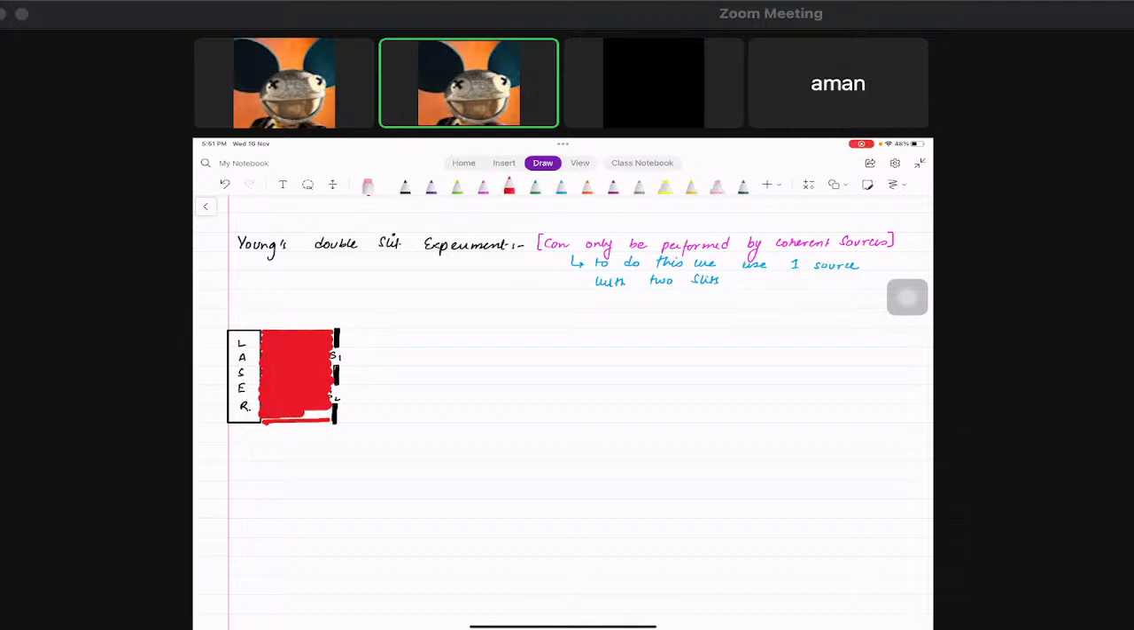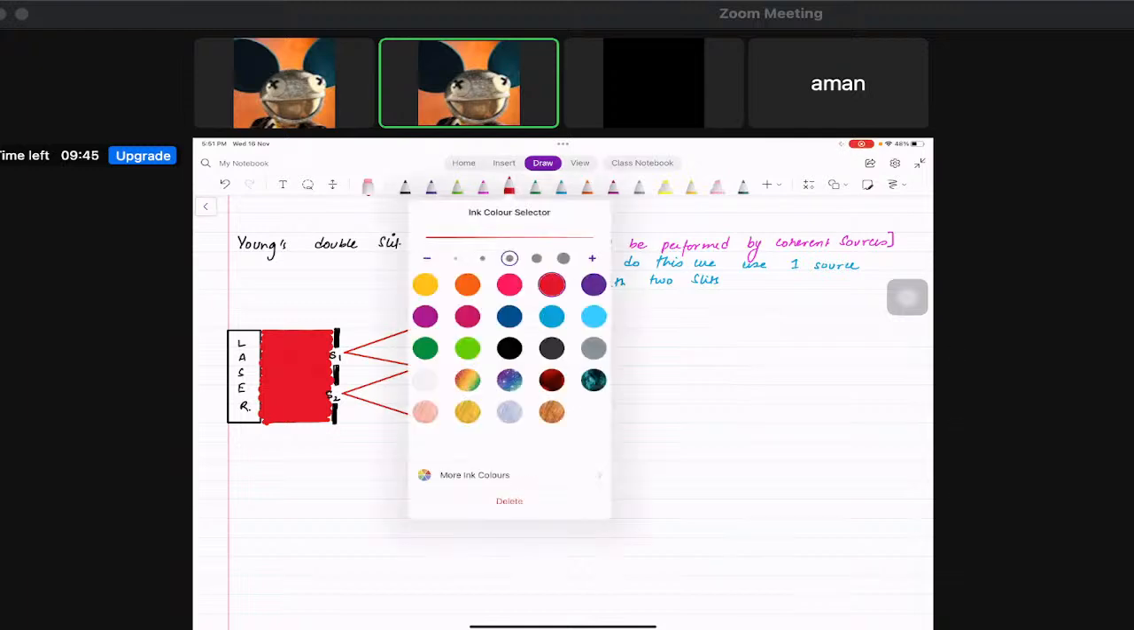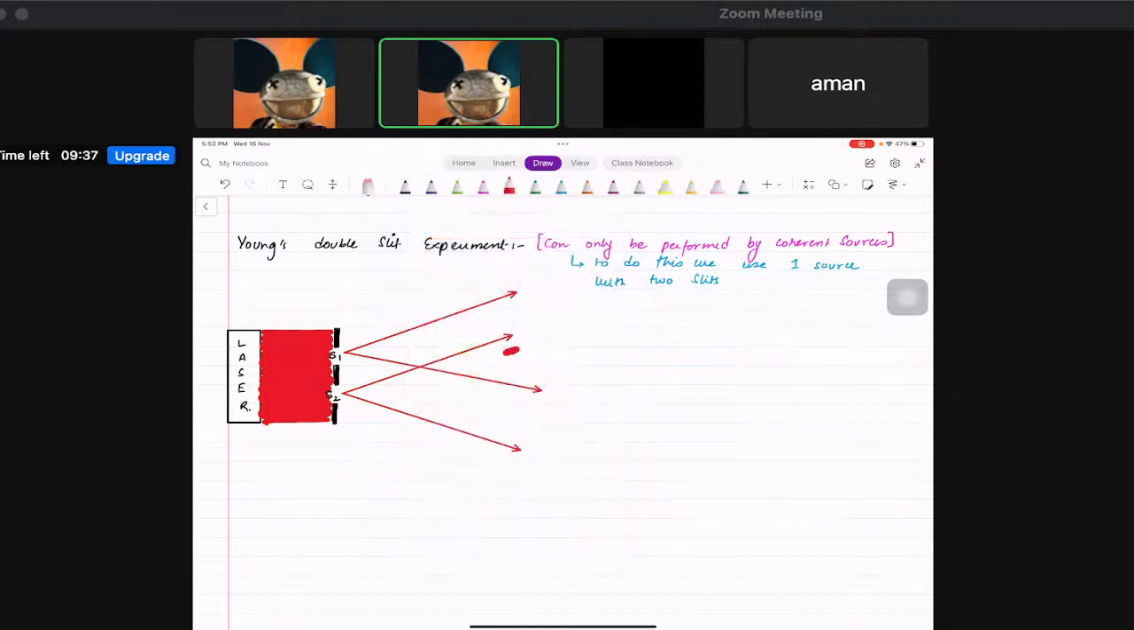Now, because there are two gaps right now, as you can see, let me write it again: S1 and S2 like this. It's going to spread. It's going to diffract, as you know, because each slit will have its own diffraction happening. And if you look closely in this section, it is going to meet, sort of interfere.